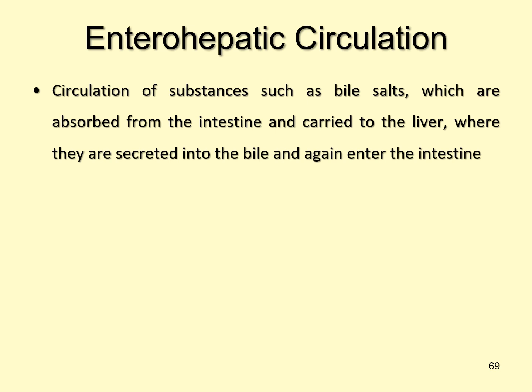Enterohepatic circulation is the circulation of substances such as bile salts, which are absorbed from the intestine and then carried to the liver, where they are secreted into the bile and again enter the intestine. This phenomenon is simply known as enterohepatic circulation.